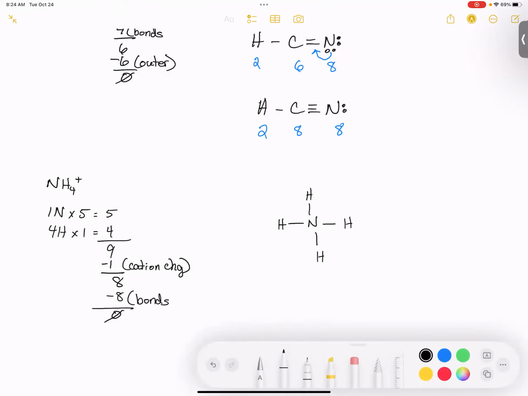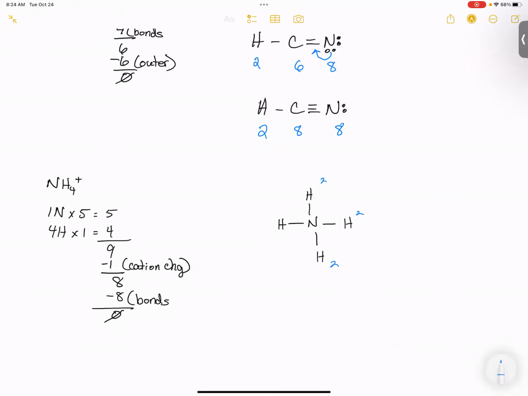Find out if everybody has an octet. Each of the hydrogens has 2 because they have 2 within their single bond. The nitrogen has a total of 8 because it has 4 single bonds, each containing 2, so that's a total of 8.